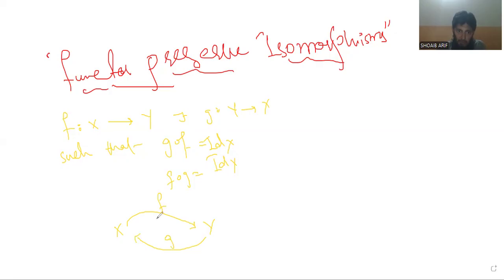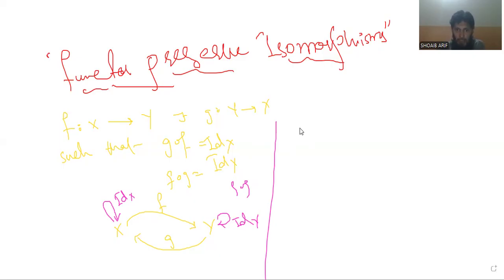If we compose first f, then g, it should be equal to id on X, the morphism from X to X. If we first go from Y to X with g, then f, meaning f of g, this should be equal to id on Y. This is the morphism from Y to Y. Okay, so we have to prove that functors preserve isomorphisms.